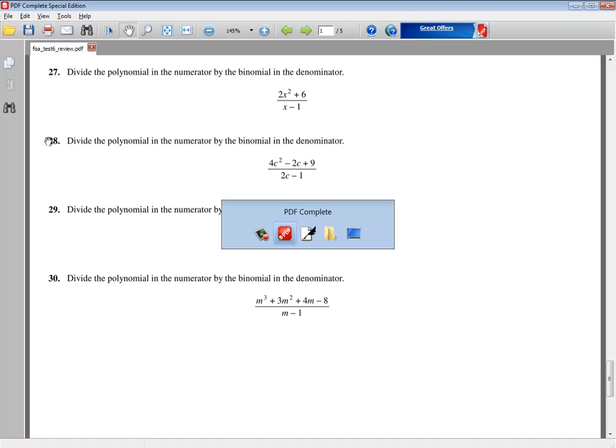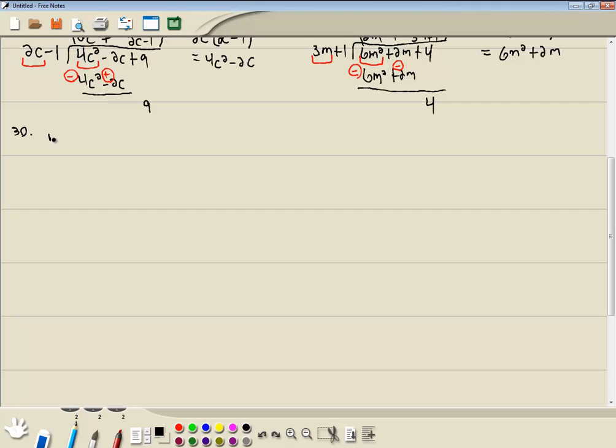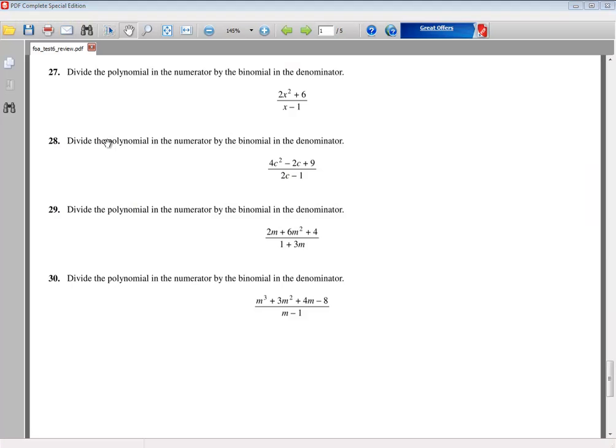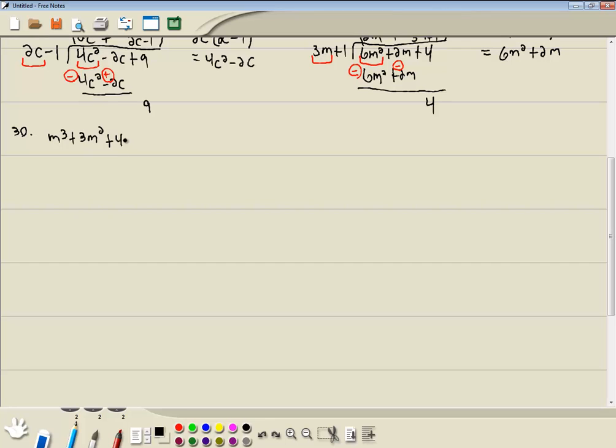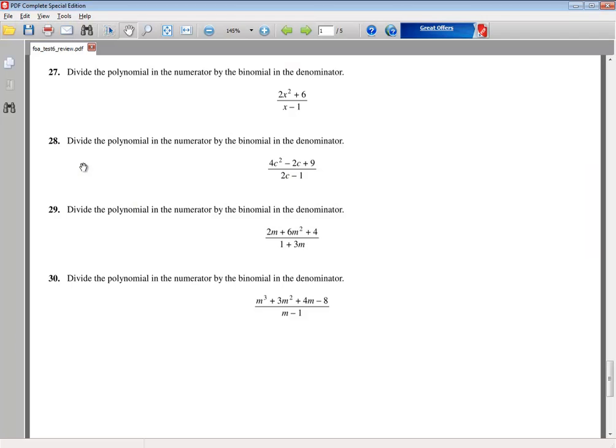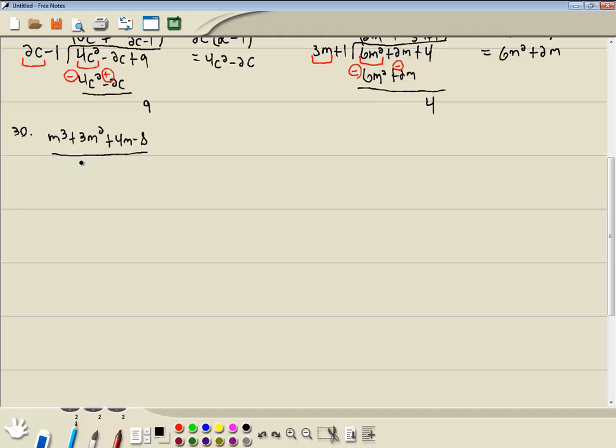Okay, m to the third plus 3m squared plus 4m minus 8 over m minus 1. And same instructions. So we got m minus 1, and then we got m to the third plus 3m squared plus 4m minus 8. This is already in the right form. It's in standard form. We're not missing any powers. So we'll just dive right in with our division.